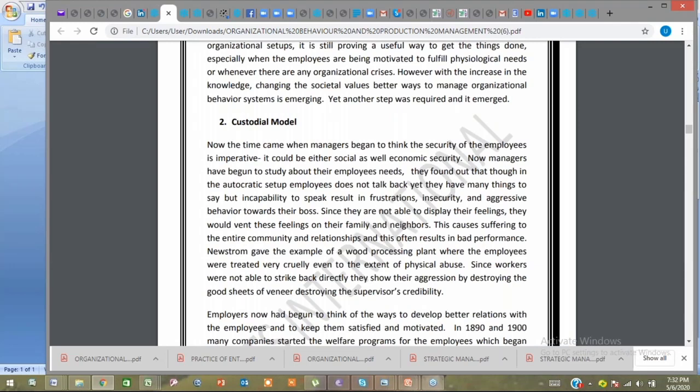Job security, now. So they found out that though in an autocratic setup the employee does not talk back, yet they have many things to say but are incapable of speaking, resulting in frustration, insecurity, and aggressive behavior towards their boss. Since they are not able to display their feelings, they would vent them on their family and neighbors. They also gossip. This causes suffering to the entire community and relationships.